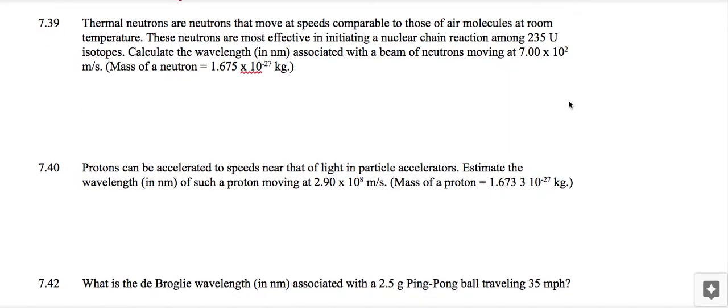All right. Now we can do a couple problems related to this. Number 39, thermal neutrons are neutrons that move at speeds almost or to those of air molecules at room temperature. The neutrons most effective for initiating a chain reaction among these are for uranium-235. Calculate the wavelength associated with the beam of neutrons moving at 700 meters per second. So we have our wavelength is equal to Planck's constant divided by mass times the velocity.